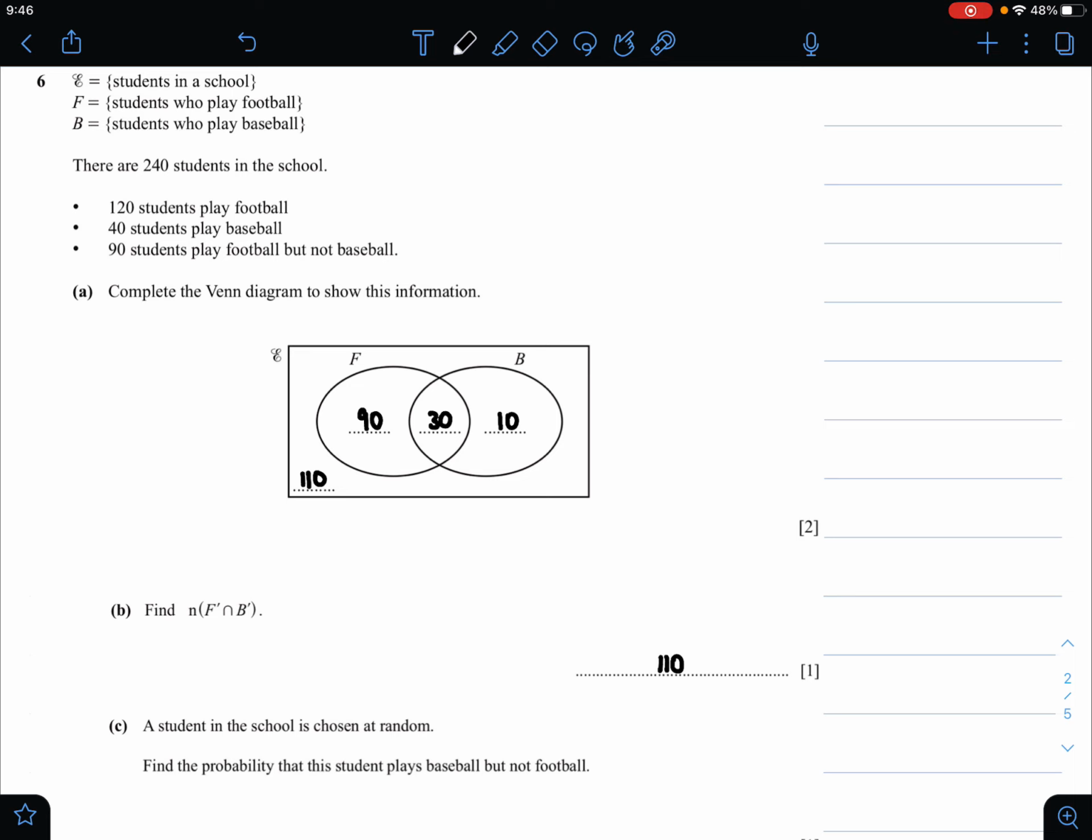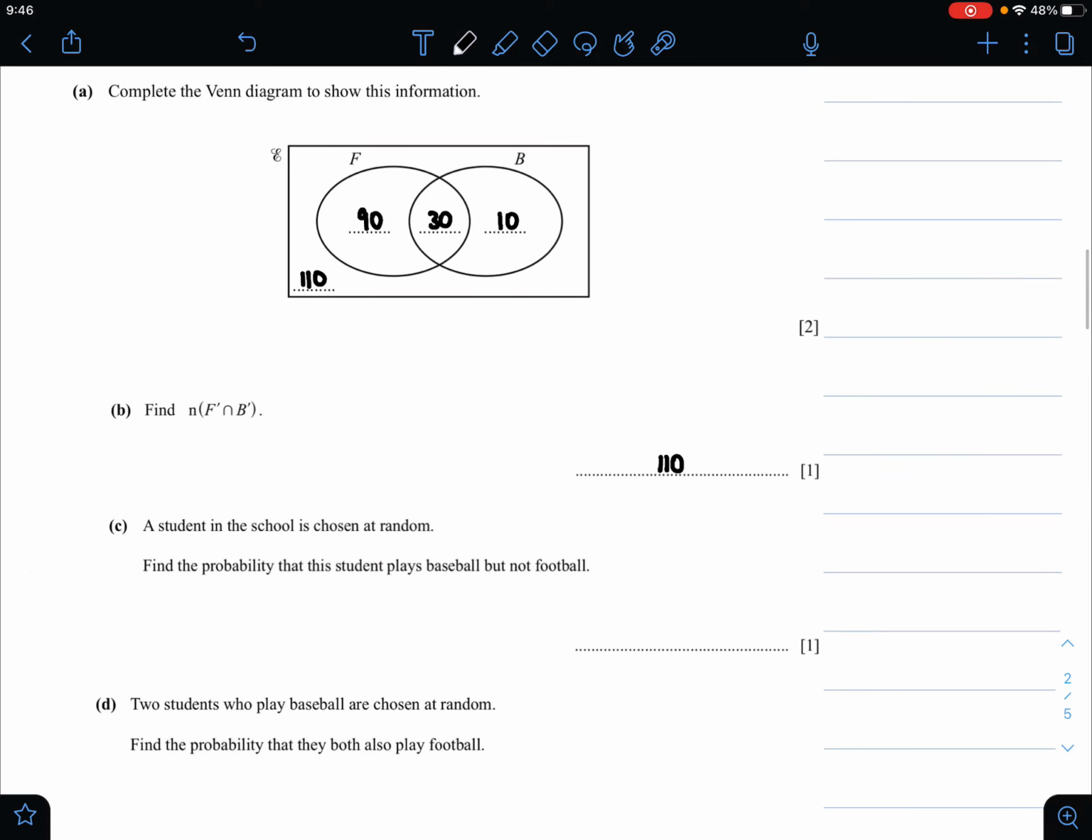Now let's move to part C of this question. For part C, a student in the school is chosen at random and they are asking you to find the probability that the student plays baseball but not football. So the number who play baseball is 40, and out of those 40, 30 students do play football. So therefore only 10 students play baseball but not football, and there are a total of 240 students. So therefore your final answer would be 10 divided by 240.